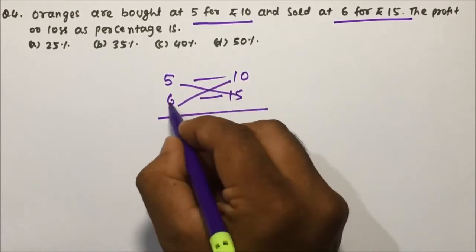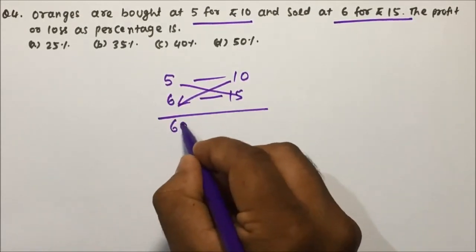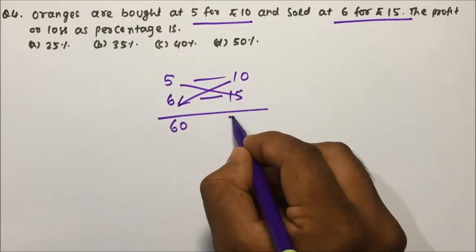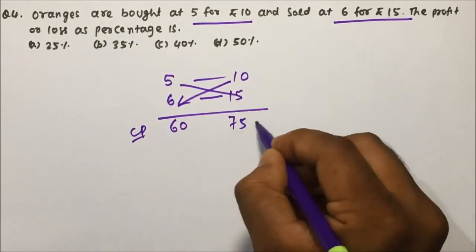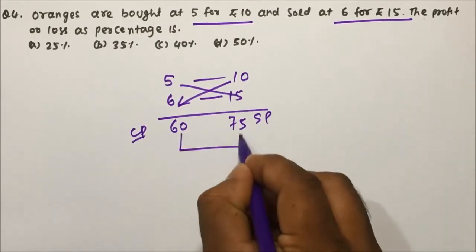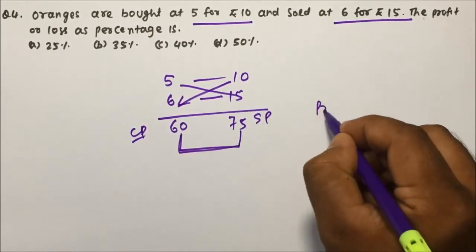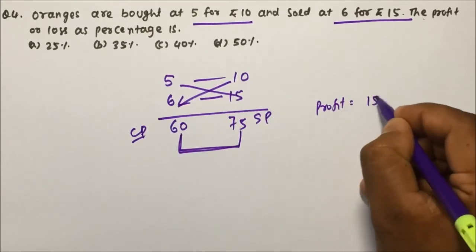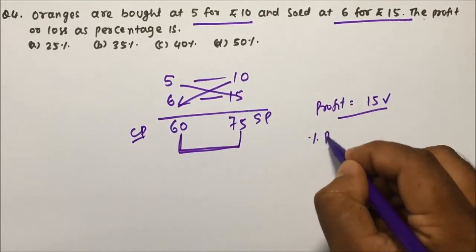Now again do the cross multiplication. So 10 into 6 will be 60 and 5 into 15 will be 75. This becomes our cost price and this becomes our selling price. You have to calculate loss or profit percent. So in this case you can see there is a profit. So what is the profit amount? Profit is 15 rupees. You have to calculate the percentage of profit.